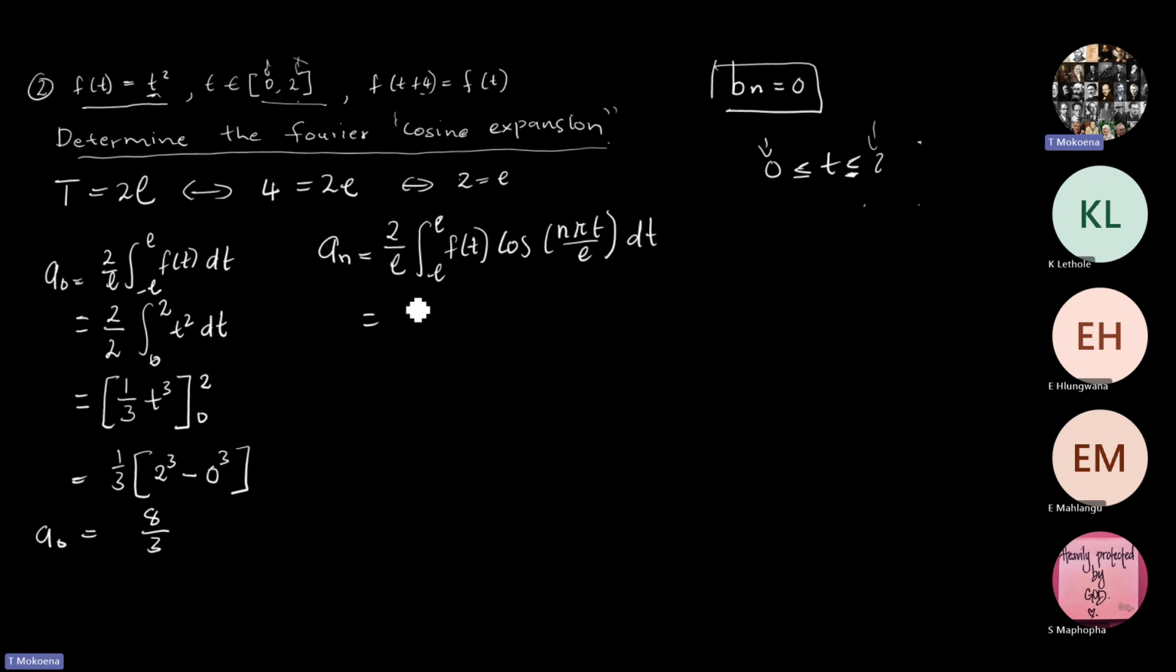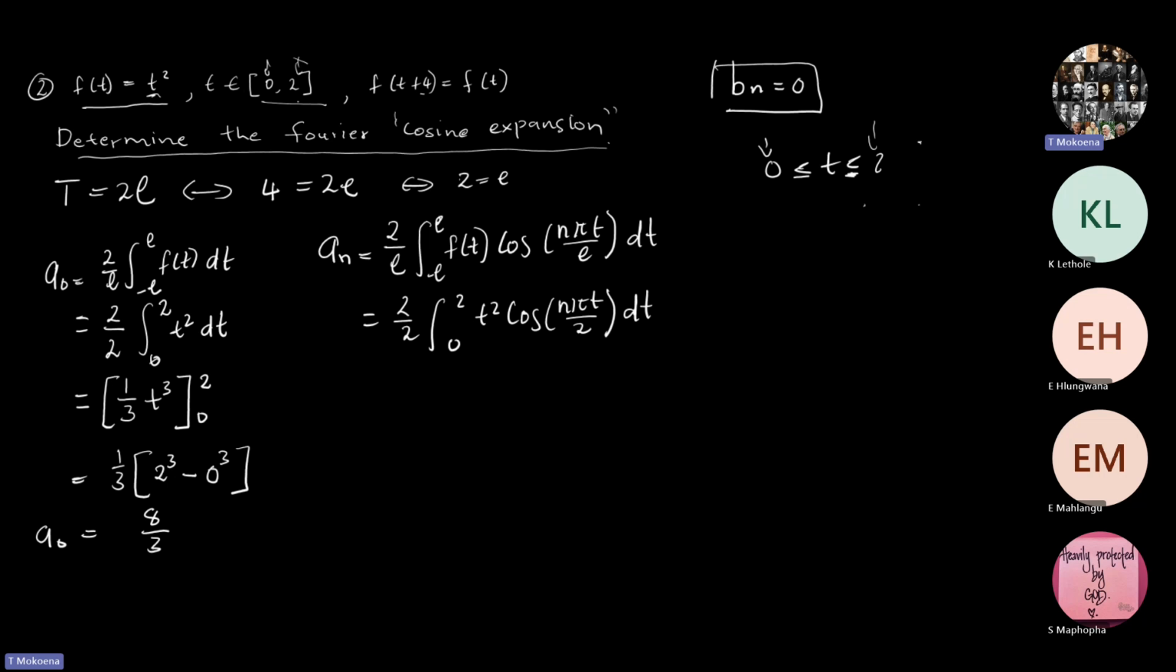And therefore now we have 2 over 2, the integral where our upper bound is 2 and our lower bound is 0. Our f of t is t squared, times cos of n pi t over 2, this dt.